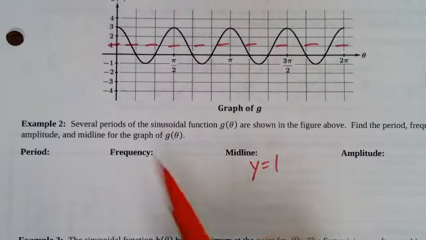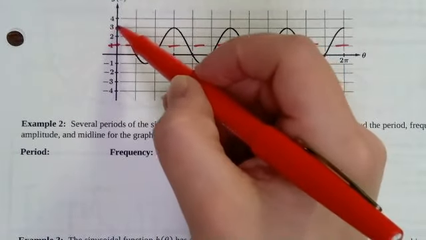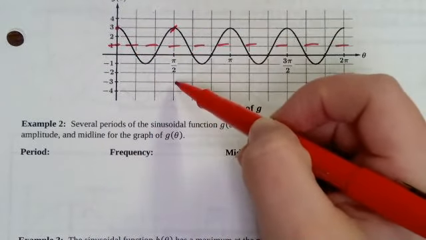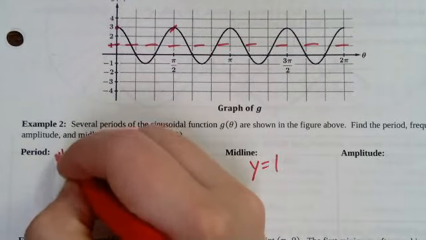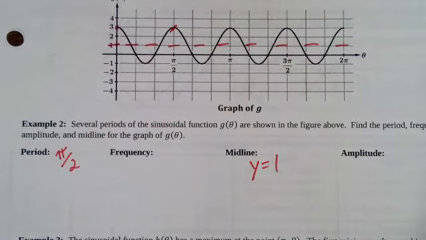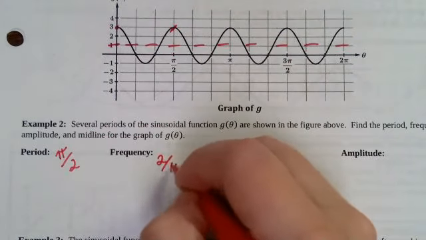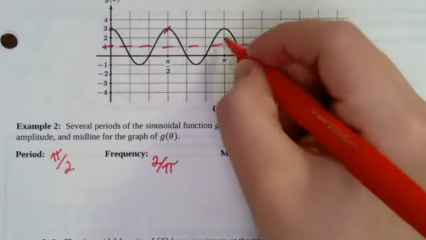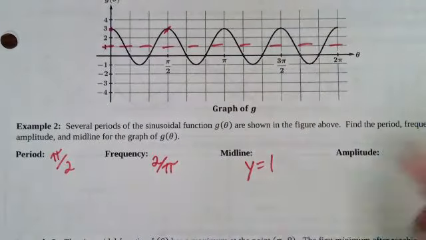And then let's just go through. So period, we started up here at 3, went down and back up. That took pi over 2 units to complete a wave, which means that my frequency is 2 over pi. Just flip it. The amplitude, again, is the height of that wave, which is 2 units. So there we go.